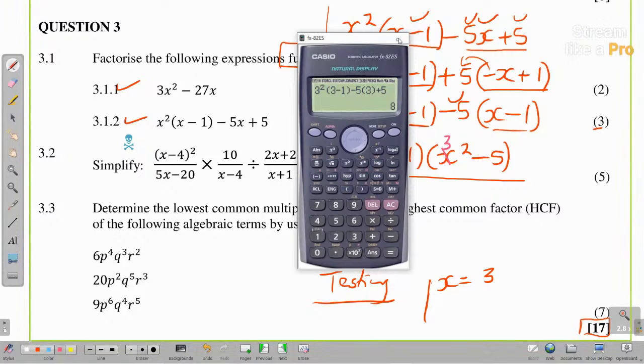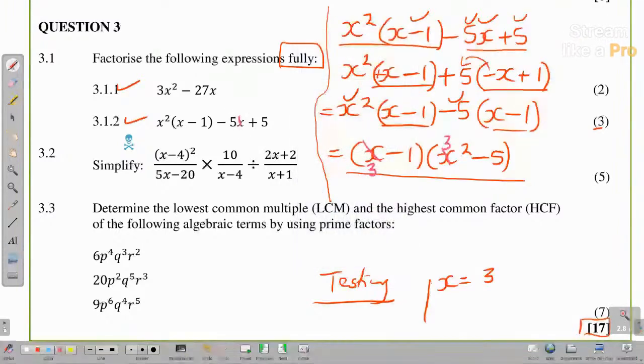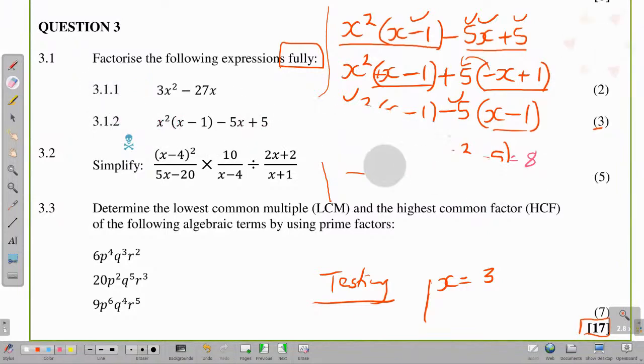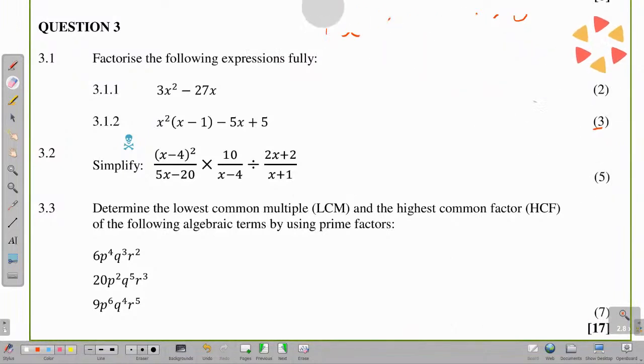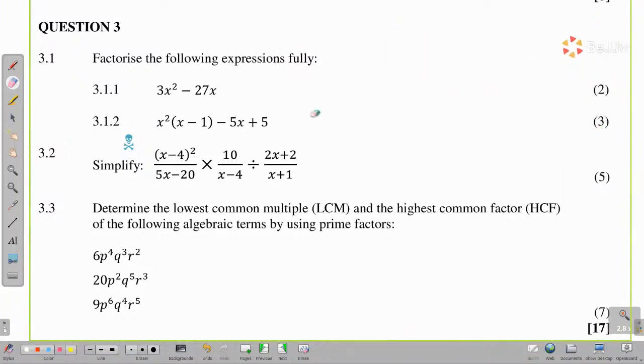See, it's giving me an 8. So here, when x is 3 and x is 3 and x is 3, I got 8. Even here, I got 8. Then, in a way, I've tested that my answers are correct. So, guys, that is how you can test that. Let's move on. Also, as I said, this is for mathematics N1.